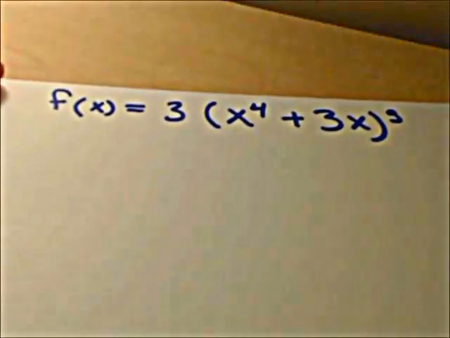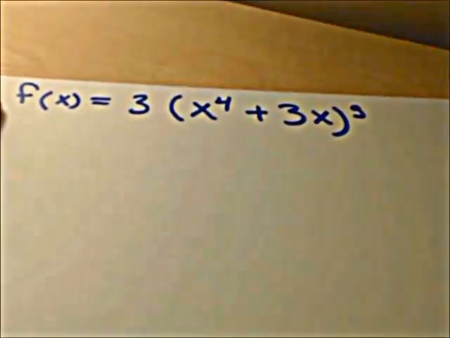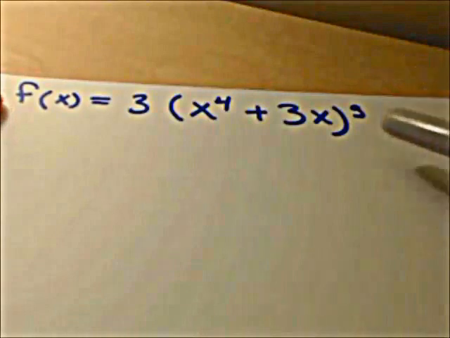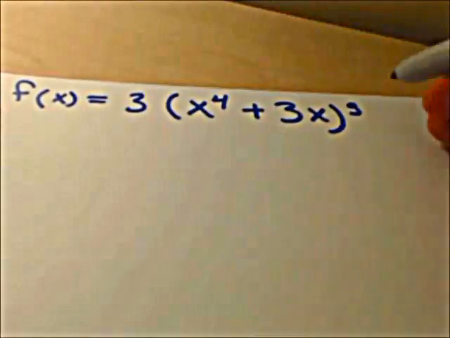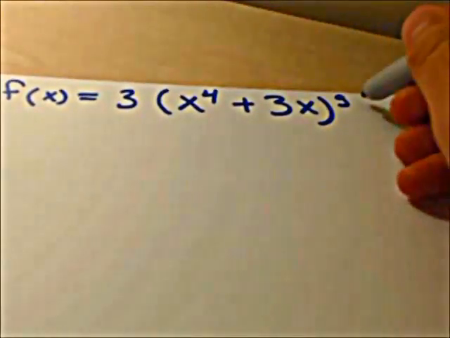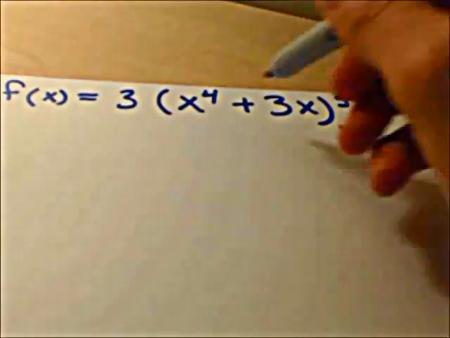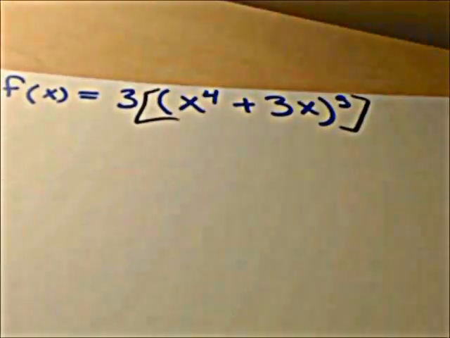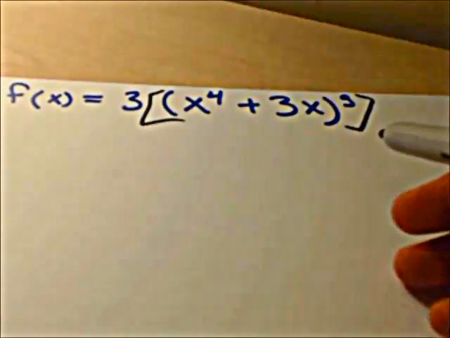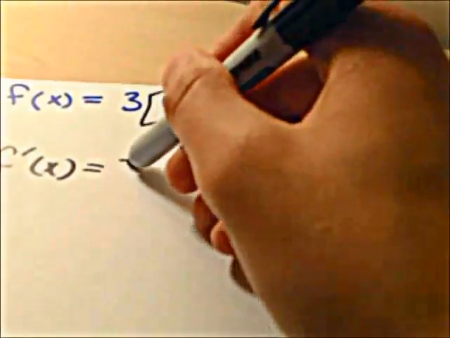So let's say we've got f of x equals 3 times x to the power 4 plus 3x to the power 9. This is 9, by the way. It might look small. But anyway, what we do here is we separate the 3 outside, and then we put it back later after we do the derivative. So the derivative of f of x equals 3.